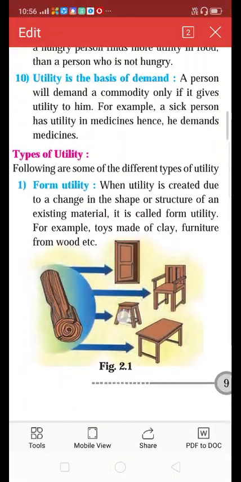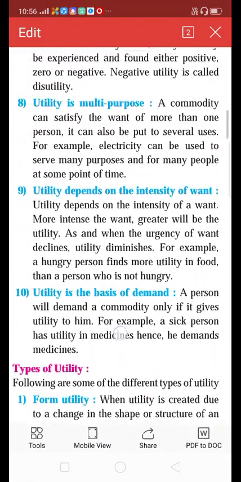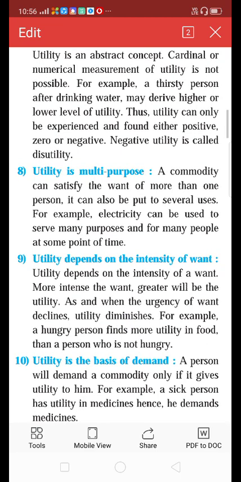Okay, so in the next lecture we will see the types of utility, but you just go through that much till here, that is, features of utility. It is a very important question for the board exam. So out of the 10 features, you should write 8 to 9 features purposely.